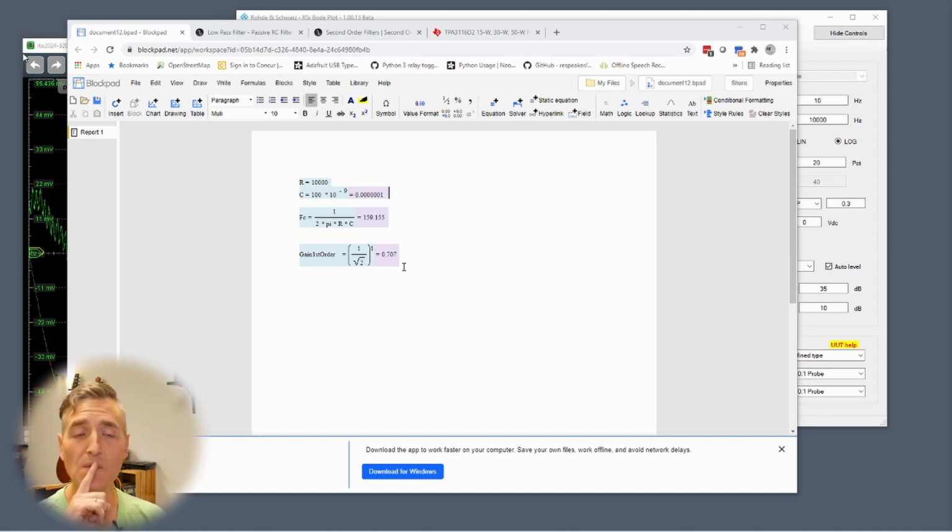I think, you know what? I'm saying that wrong. There's going to be some loss through your RC filter. Not gain. That's the big negative of passive filters. There is loss through the passive filter.